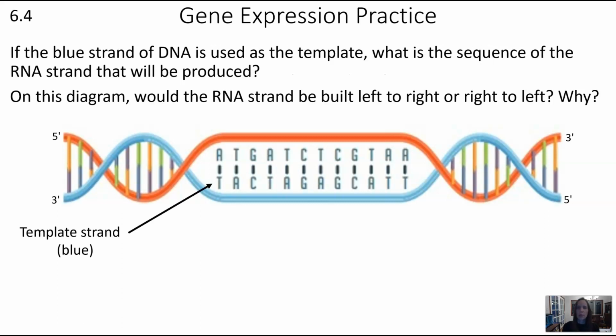So let's imagine that the blue strand of DNA is going to be used as a template. If that's true, what is the sequence of the RNA strand that's going to be produced? And also on this diagram, would the RNA strand be built from left to right or right to left, and why?